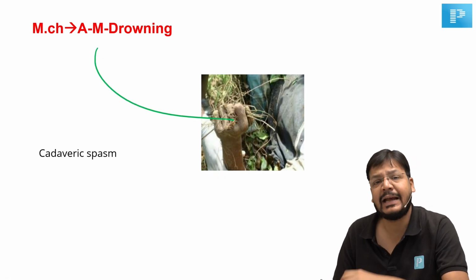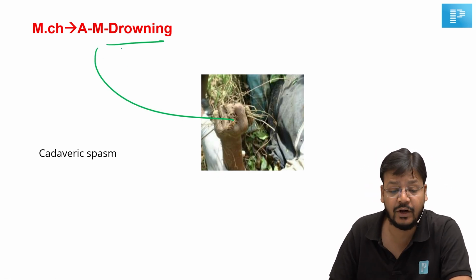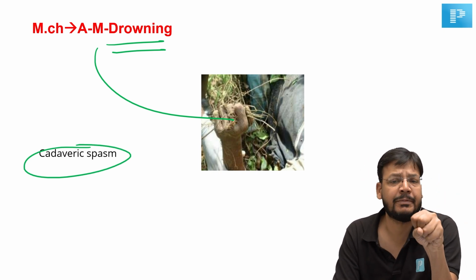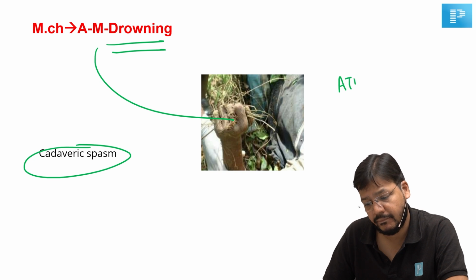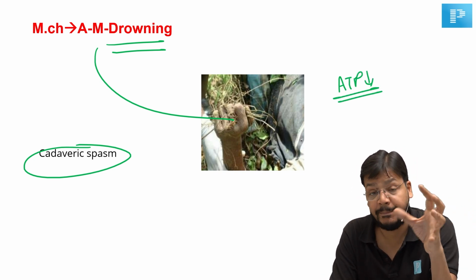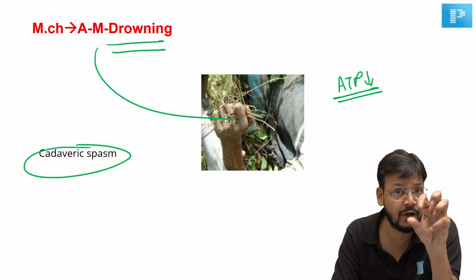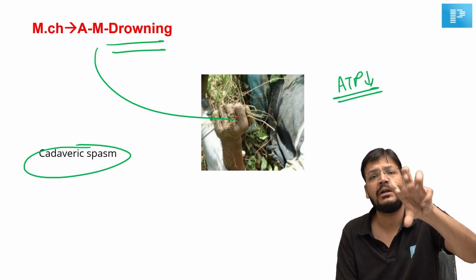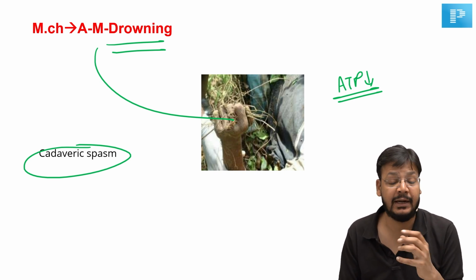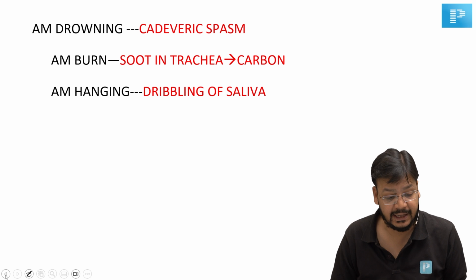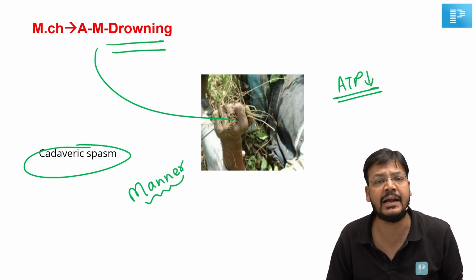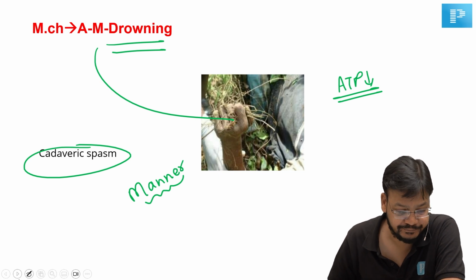Sir, this is cadaveric spasm, the most characteristic finding of antemortem drowning. The mechanism is ATP depletion, and it is a postmortem change, which is the most characteristic finding of antemortem drowning. You struggle in the water and there is a spasm of the muscle. That is cadaveric spasm. It is an antemortem event, and it gives an idea about the manner of death.